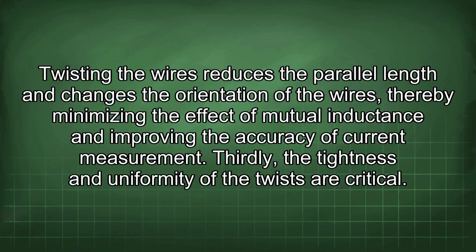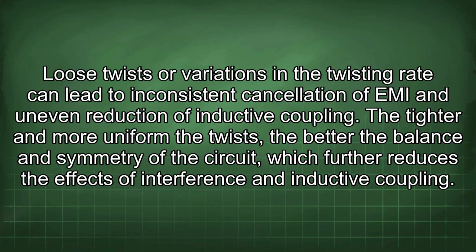Thirdly, the tightness and uniformity of the twist are critical. Loose twists or variations in the twisting rate can lead to inconsistent cancellation of EMI and uneven reduction of inductive coupling. The tighter and more uniform the twists, the better the balance and symmetry of the circuit, which further reduces the effects of interference and inductive coupling.